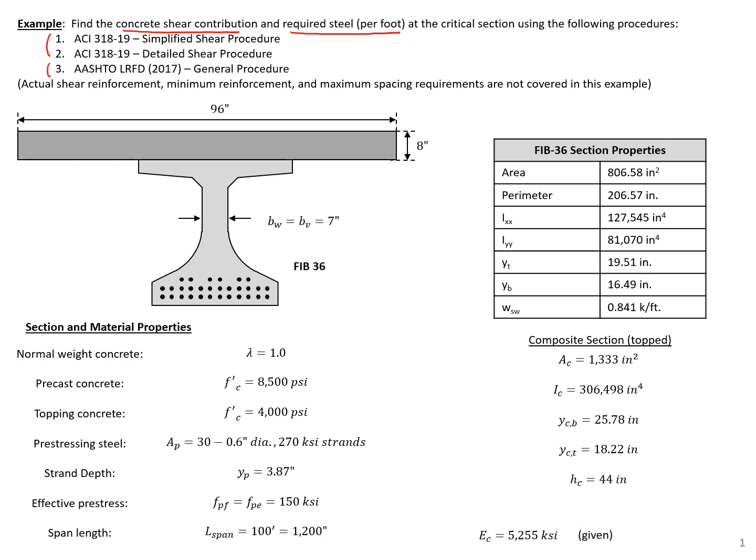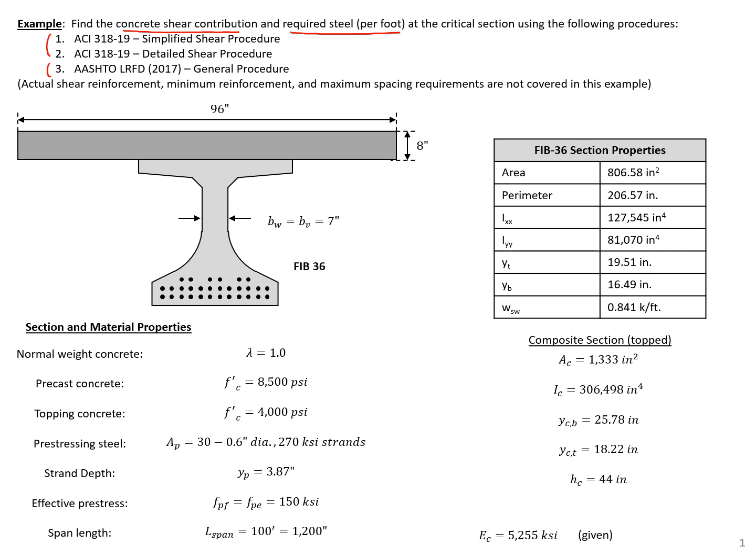LRFD General Procedure. So ACI 318-19 is typically used for building design, and AASHTO LRFD is typically used for bridge design. So we'll use both of these. We're not going to find the actual shear reinforcement or the minimum reinforcement required or the maximum spacing requirements. I cover those in other examples.